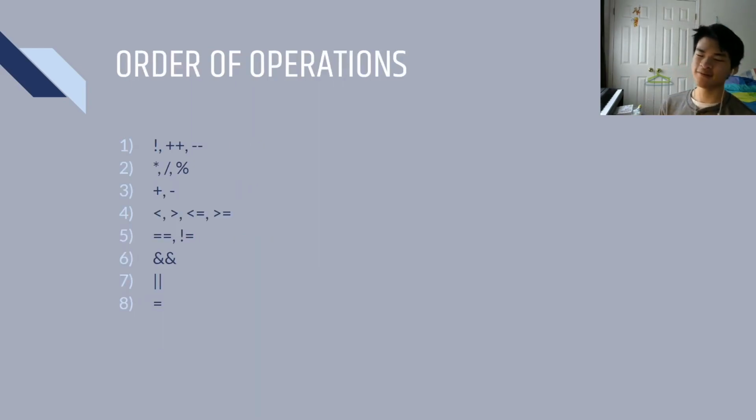So here's our list of operations, or our order of operations. I'm pretty sure you've heard that term in math before. So in the first precedence, or the operator that comes first, we have the not, the increment, and the decrement operators. Then we have multiplication, division, and the modulus. Then we have addition and subtraction. And the fourth and fifth precedents are both relational operators. Then we have the and operator, the or operator, and then last but not least, the assignment operator.